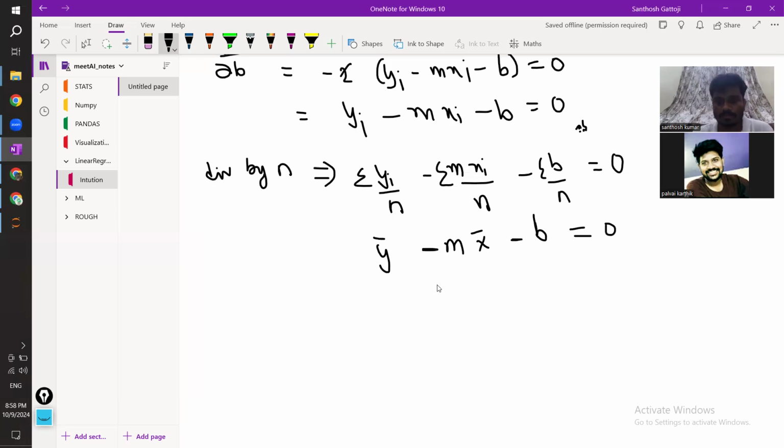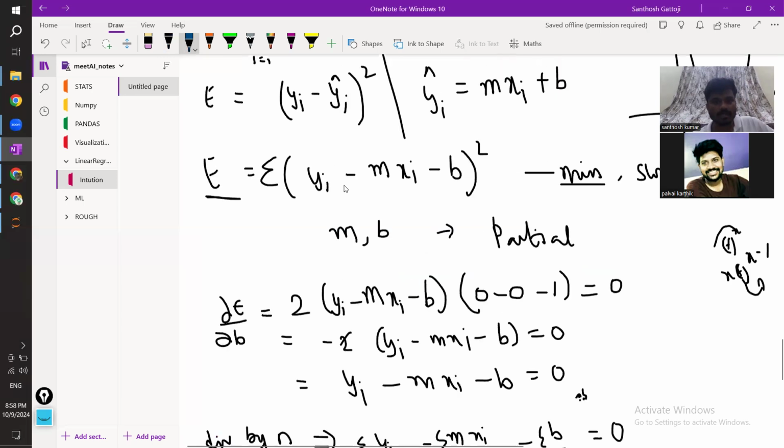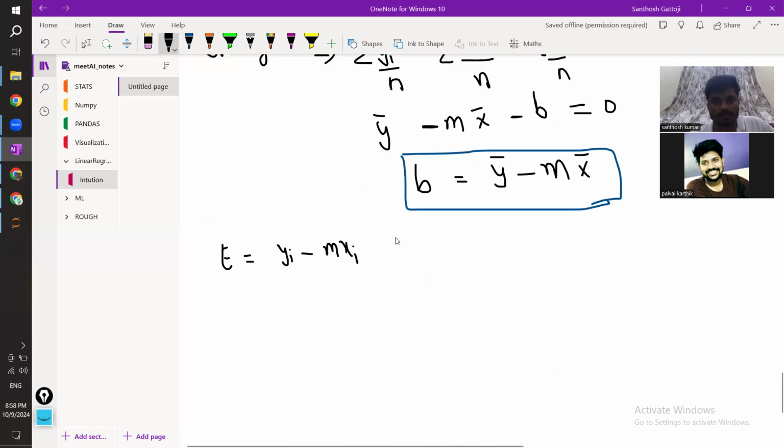So now, if you see, y equal to mx plus b, b is nothing but y bar minus m x bar. Now we got b. Simple. So what is my equation of E? E is summation of yi minus m xi minus b, whole square.